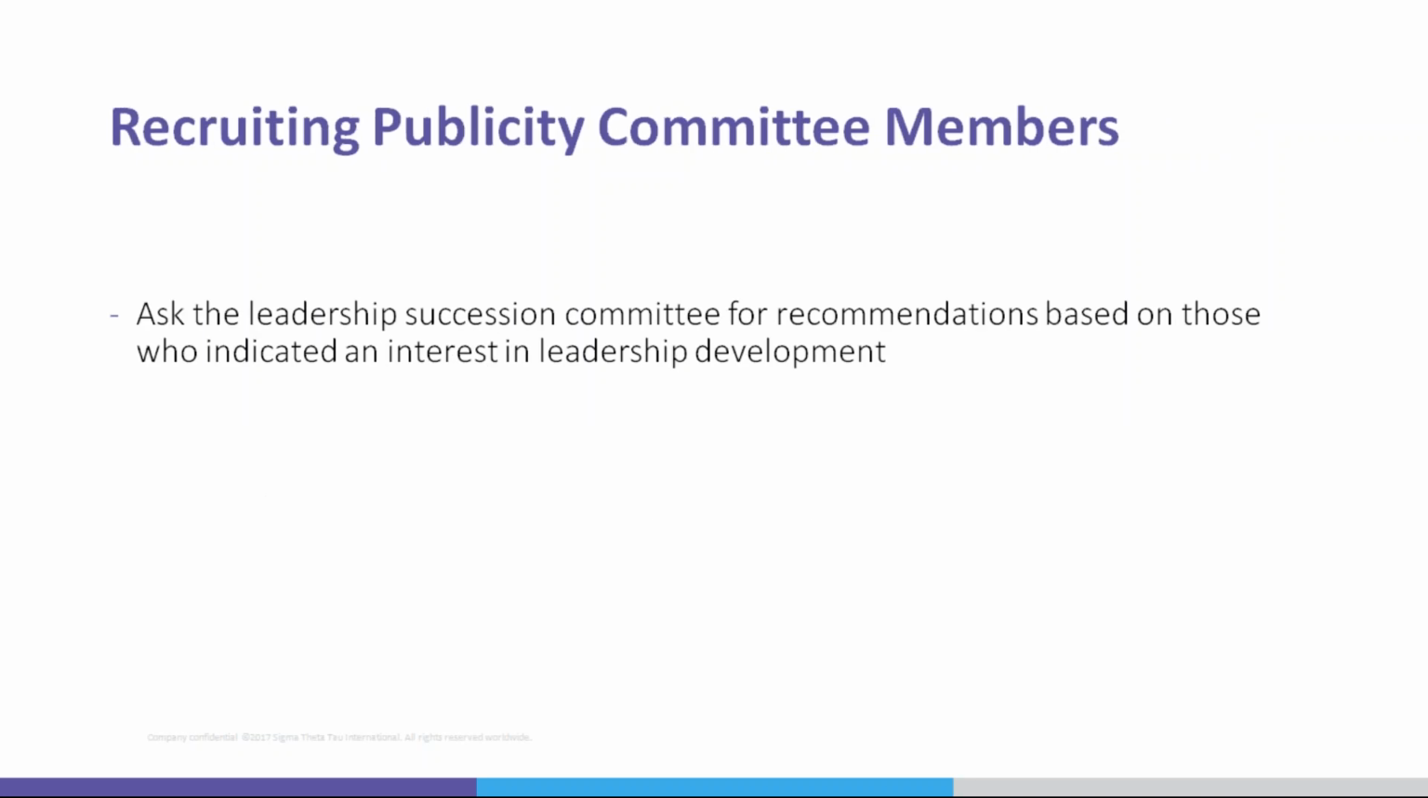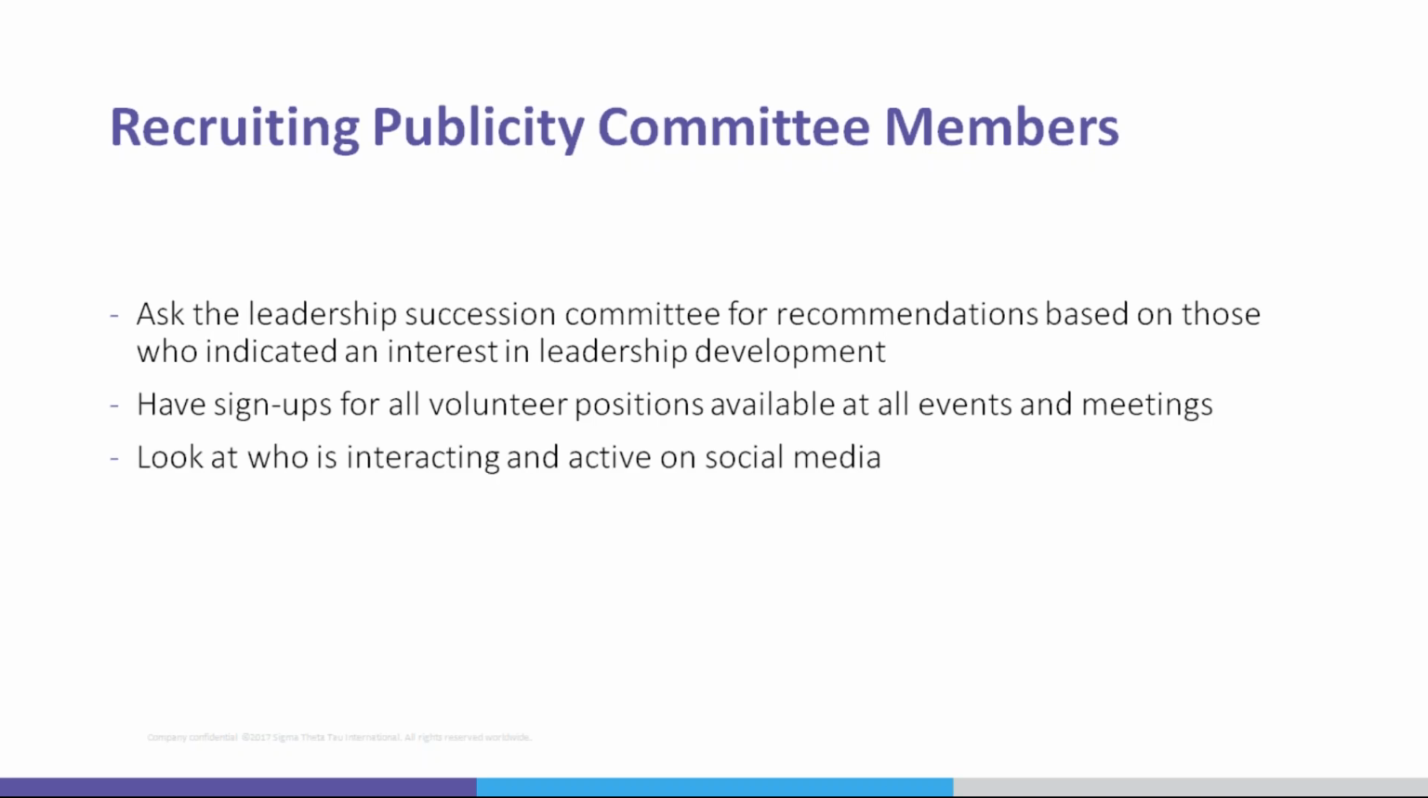When you are ready to recruit individuals to lead the publicity initiative, ask the Leadership Succession Committee for recommendations based on which members may have indicated an interest in developing as a leader. You could have sign-ups for volunteer positions available at all meetings and events, as well as calls for volunteers through newsletters or other Honor Society communications. Look for who is active and interacting on the Honor Society's social media accounts. You may also find a good candidate when talking with members one-on-one.